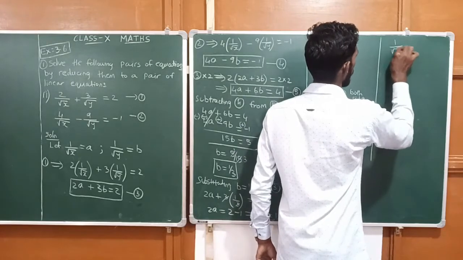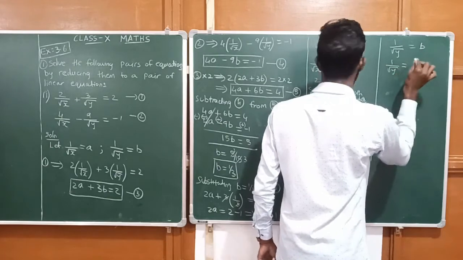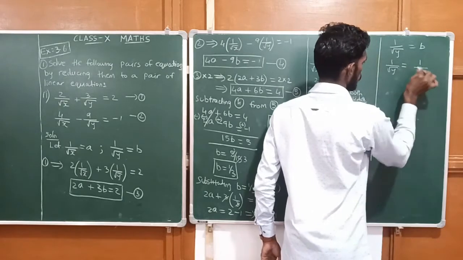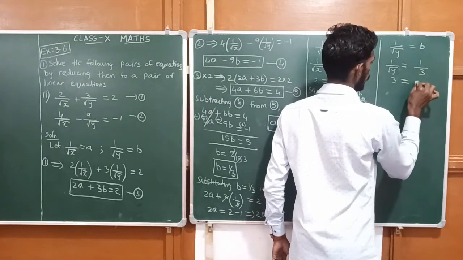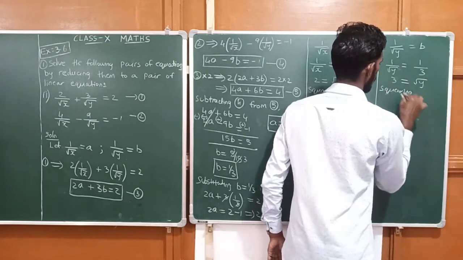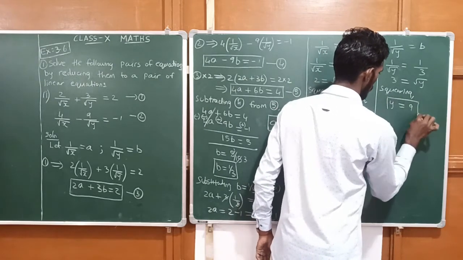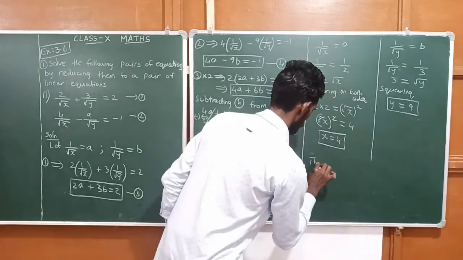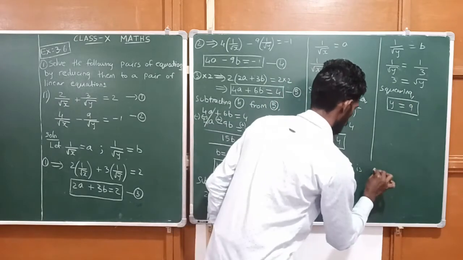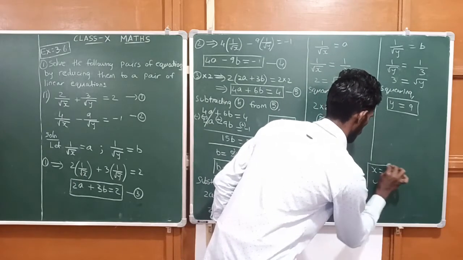Now we have assumed 1 by root y is equal to b. 1 by root y is equal to b, value 1 by 3. Then the same steps: 1 into 3 gives 3, root y into 1 gives root y. Now squaring on both sides, we will be getting y is equal to 3 square, that is 9. Thus we have obtained the solution. The solution is x is equal to 4 and y is equal to 9.